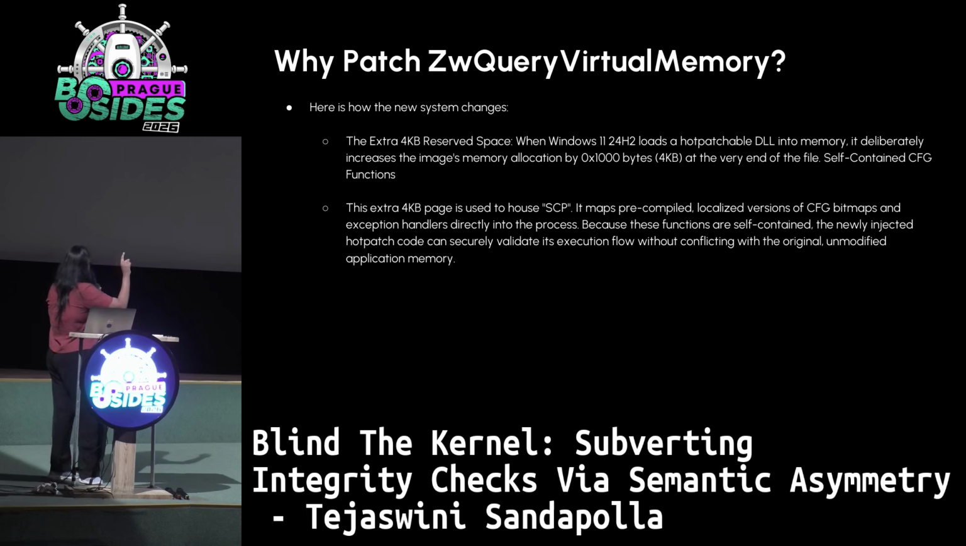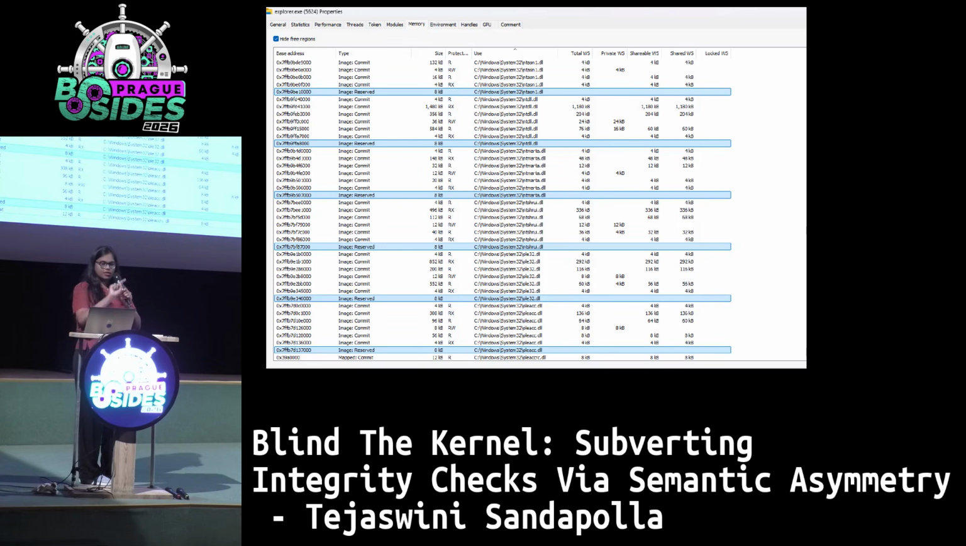I have talked about the extra 4 KB space. In this image, you can see clearly that I have taken explorer.exe's memory map. You can see that in Windows 11, for every hot patchable DLL, there is an extra space reserved. That is image reserved. So there's an extra space reserved for every hot patchable DLL, and this is the house of SCP. Whenever there is hot patching, it will directly go into this space and utilize it, and this space has all the pre-compiled localized CFG versions inside that particular place.